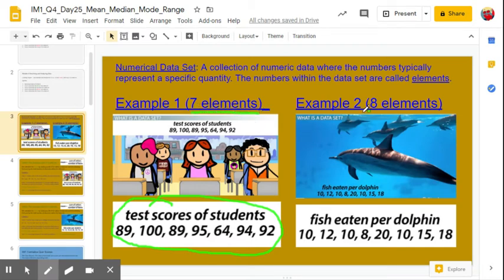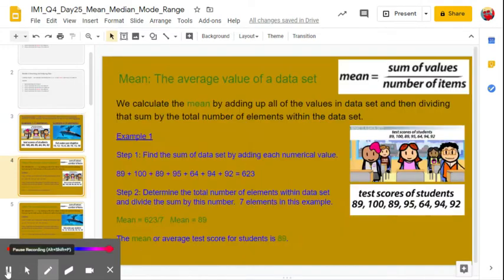In example 2, we have dolphins eating fish. I'm not sure if this is per meal time or if this is how many fish they eat in a day. I'm not sure about that, but it's fish eaten per dolphin. And so we have 8 different numbers in there. So there must be 8 dolphins that they're tracking how many fish they eat. And so in this example 2, we say there are 8 elements.